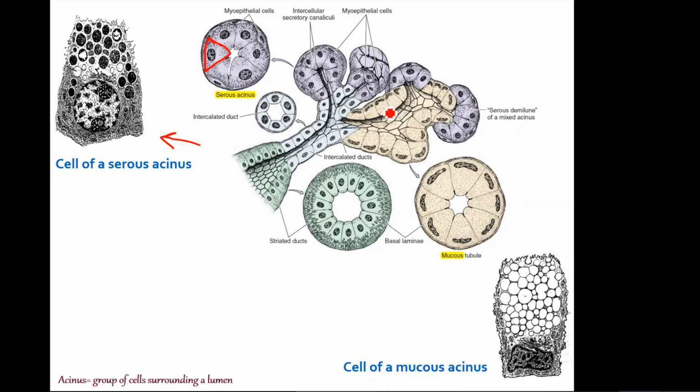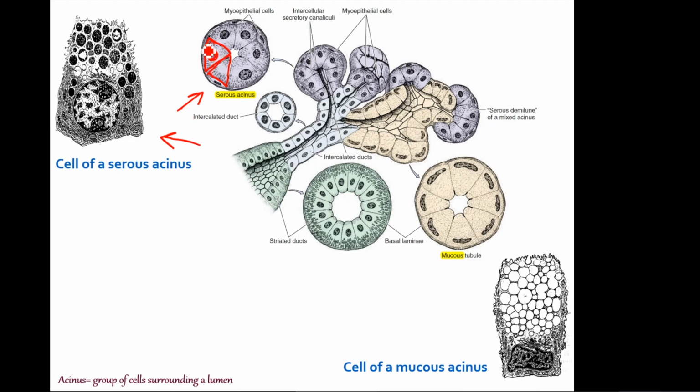Okay. So I think in 10-15 minutes we'll finish. So guys, look at the serous acinus, for example. At first, the cell is pyramidal in shape. Pyramidal in shape. And look at the nucleus. It's a rounded nucleus, and in the center, so it's a centrally rounded nucleus.